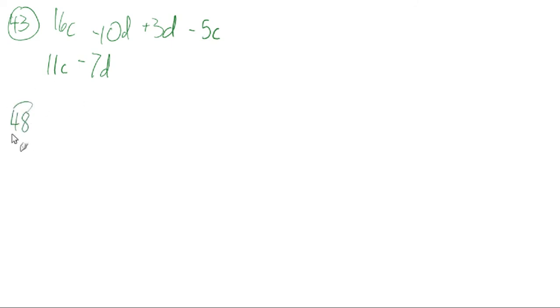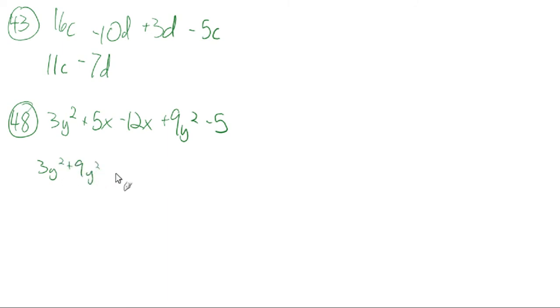48. 3y squared plus 5x minus 12x plus 9y squared minus 5. Okay, so maybe we should just write things close to each other that are the same. How about like this 3y squared and this 9y squared, those are similar things. I got a 5x and a negative 12x, those are the same thing. And we got this negative 5 here.